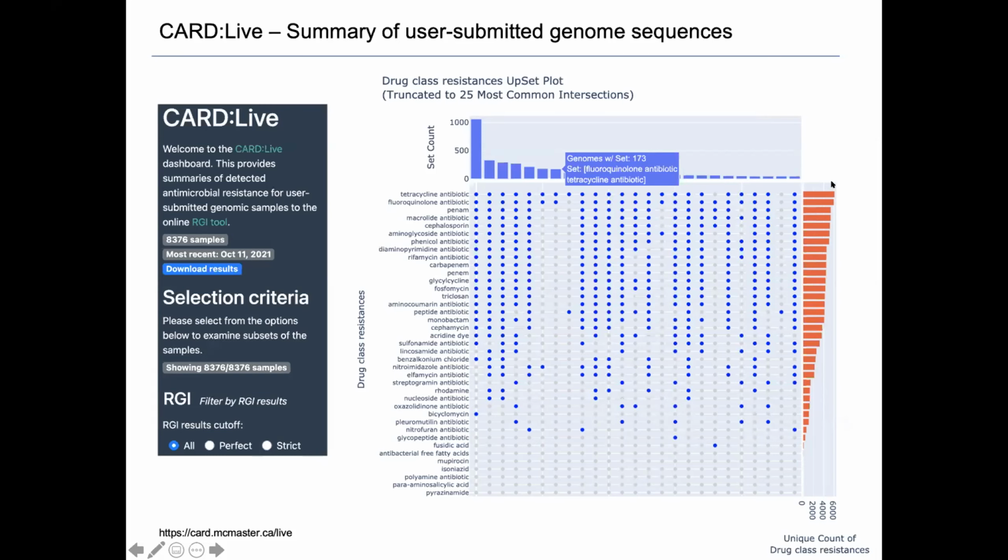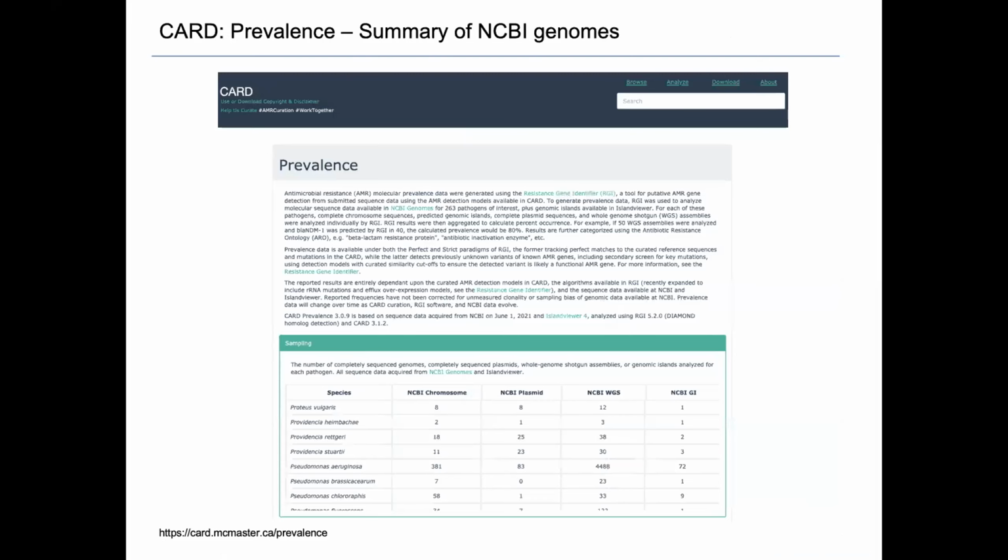Moving onwards, we also have a different resource called CARD Prevalence. The Resistance Gene Identifier was used to analyze molecular sequence data available in NCBI genomes for 263 pathogens of interest, plus genomic islands that are available in the IslandViewer resource. This is just a screenshot of a part of the table that illustrates the species, the number of chromosomes, plasmids, whole genome shotguns, and genomic islands that we have run through RGI.